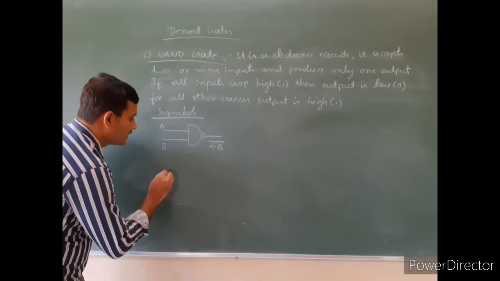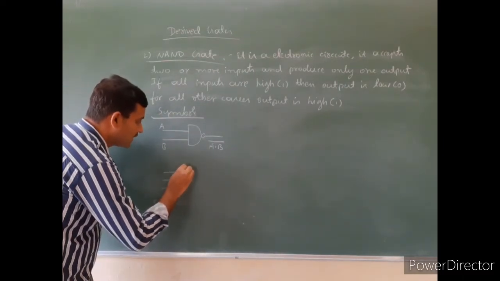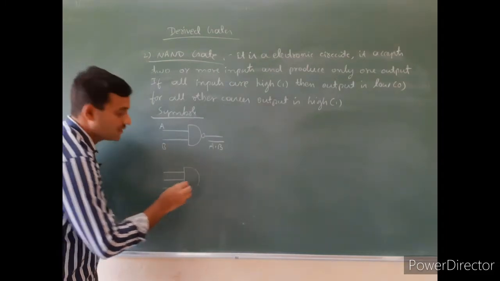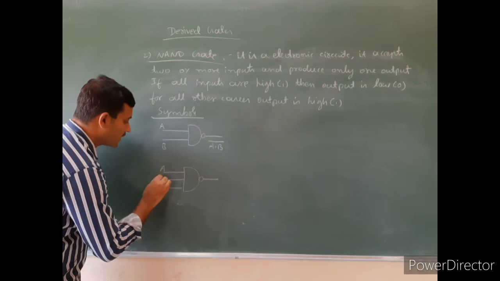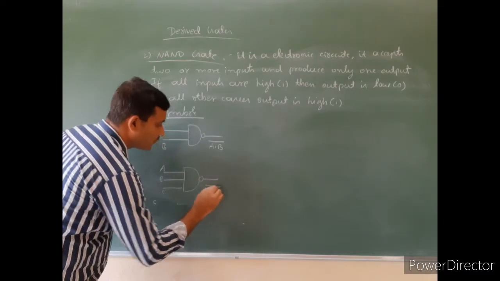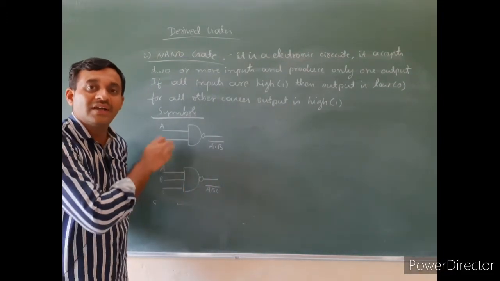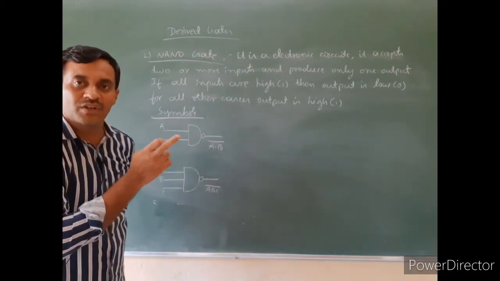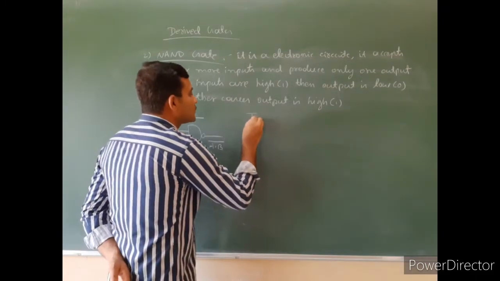If it is 3 inputs, let us see the 3 lines, then there is an AND gate, then there is an inverter bubble at the output side. So the inputs are A, B, C, and the output is A, B, C whole bar. So this is the logic symbol for the NAND gate. It is a combination of a NOT gate and an AND gate. Then the truth table.